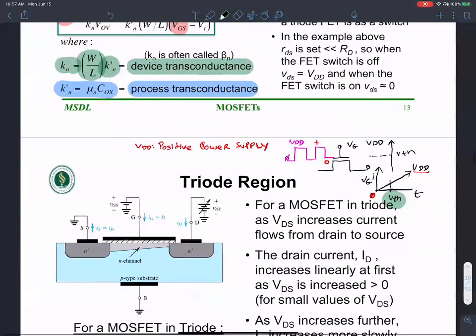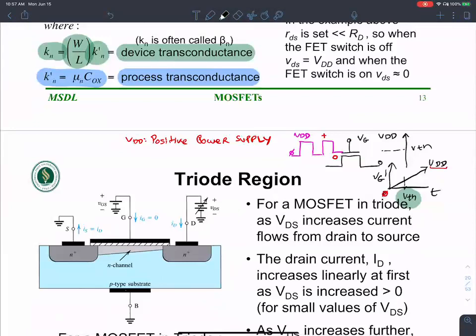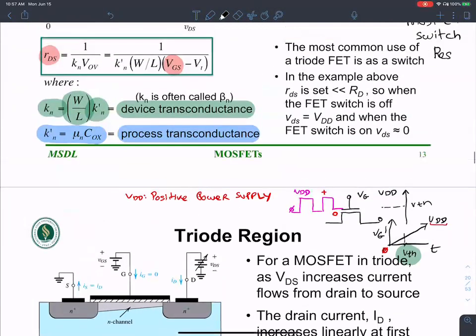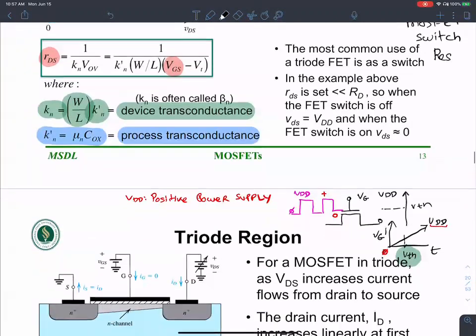Okay, so we'll come back to that later. If that's not clear to you, feel free to stop me there and then ask me to go back. But the idea is when we are gradually increasing the threshold voltage on the gate, the behavior of MOSFET is different compared to when we are switching between zero and high on the gate value, okay? It's a different operation altogether. But that's a good question.